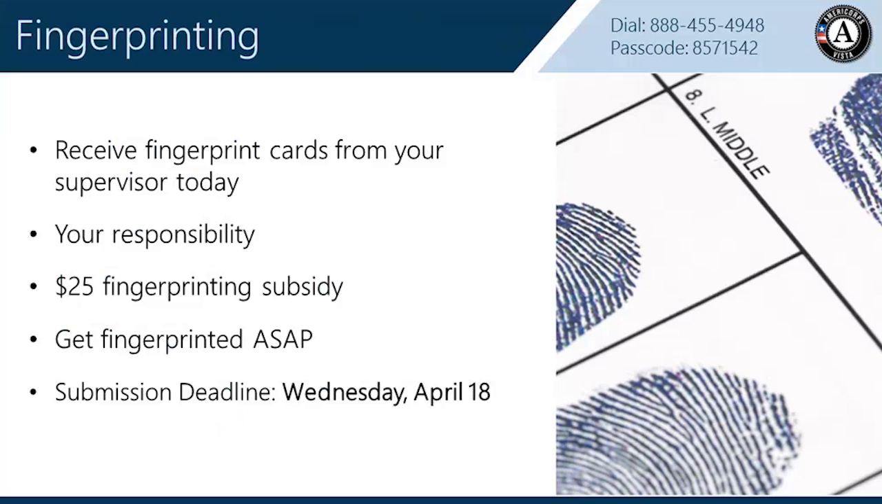As we said earlier, your supervisor has fingerprint cards. Each person gets 2 fingerprint cards along with instructions. You, as a Vista member, are responsible for getting fingerprinted and submitting your fingerprints on time. The Vista program is providing you with an automatic $25 fingerprinting subsidy included in your first living allowance payment. You should also be provided a return UPS envelope, or your project may be able to pay to ship them back to Vista headquarters. Please get fingerprinted as soon as possible.